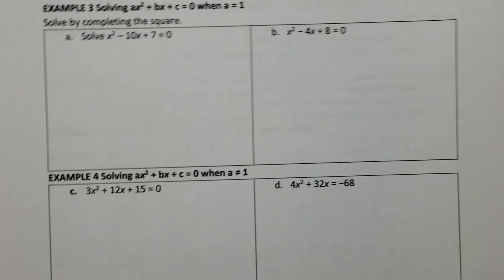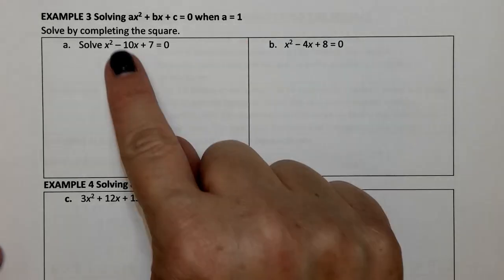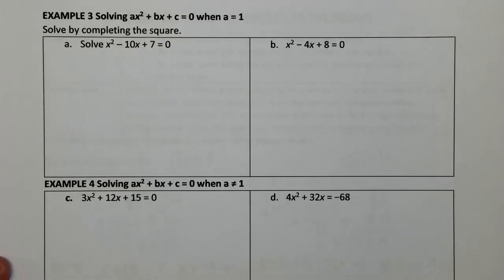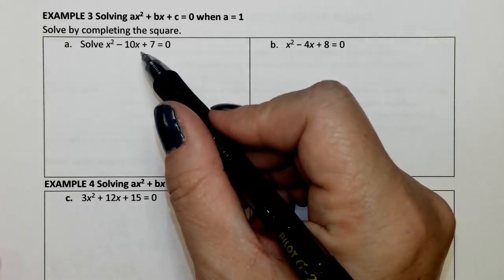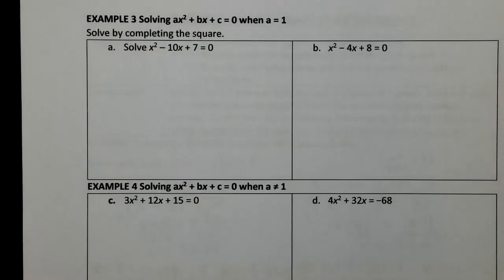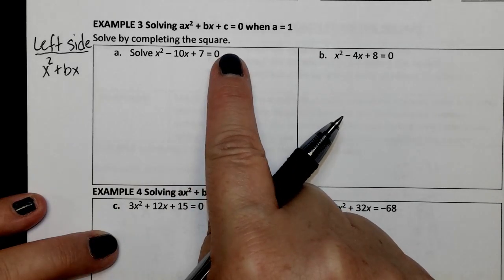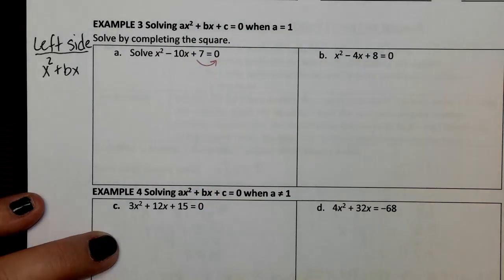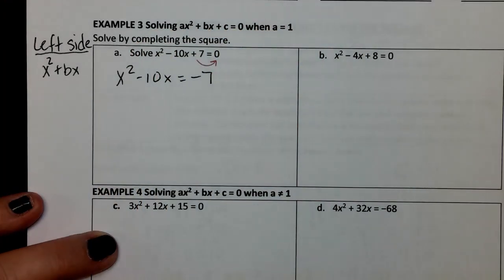Okay, so now we are going to do example 3. We're going to solve this when a is 1. So when our a value is 1, it makes our life a little easier. All right, so this is a little different than what we did. We want the left side to just be in the form x squared plus bx. I'm going to write that off to the side here. So in order to do that, that means we need to move the 7 to the other side. So how do we move the 7 to the other side? We simply subtract it. So we're going to rewrite it as x squared minus 10x equals negative 7.